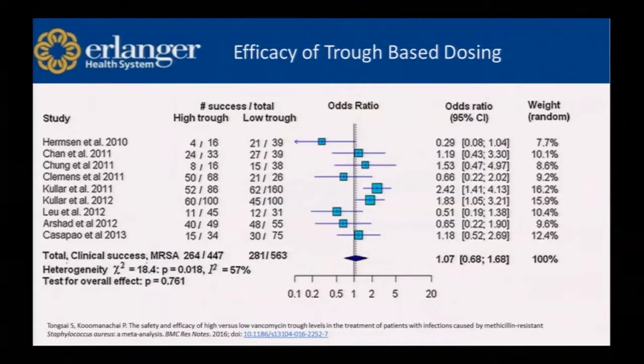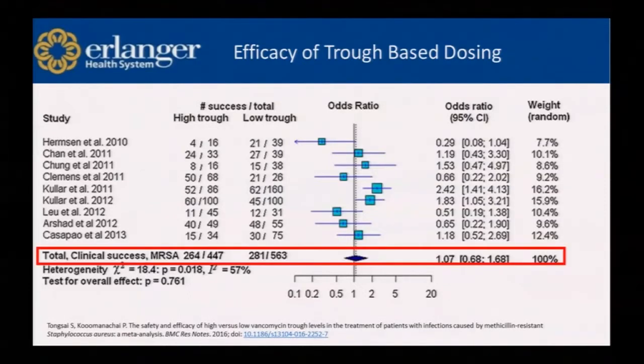So now I'll talk a little bit about the data associated with trough-based monitoring. Here I have a meta-analysis by Tongsai and colleagues that looked at various endpoints regarding high and low trough vancomycin-based dosing. The trough cut points for the high trough was greater than 15 and less than 15 for the low trough cut points. Patients included in these studies had a variety of MRSA infections, including sepsis, endocarditis, bacteremia, and pneumonia. Most of them were floor patients, with one study including critically ill patients.